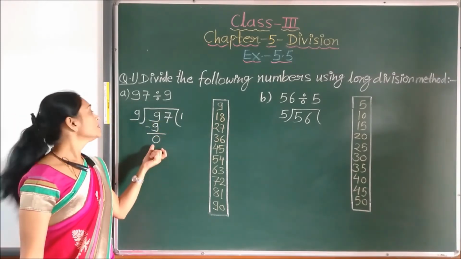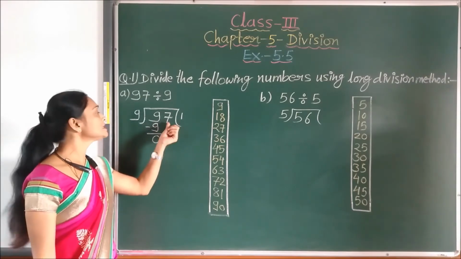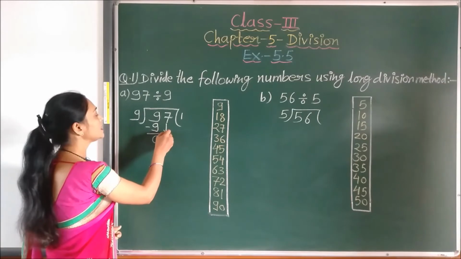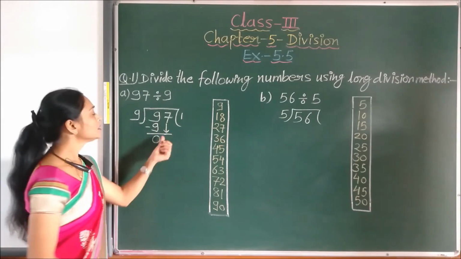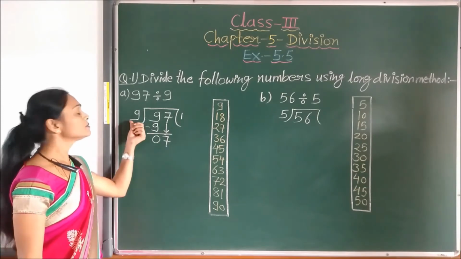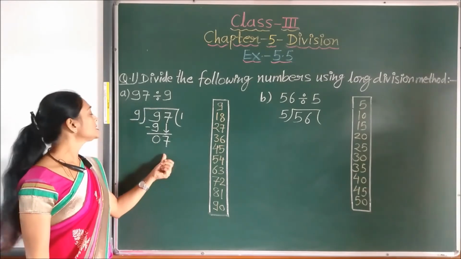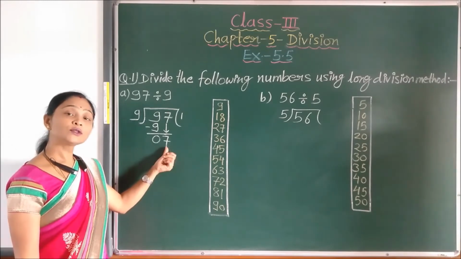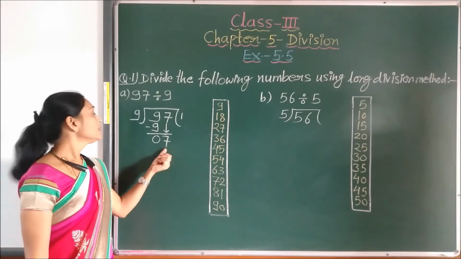Now what to do? We have to complete the division for this ones place digit also. So we will carry this digit down. We will write 7 here. Now we have to divide again. But see children, this 7 is less than 9. So how to solve now? How to divide? What to do?